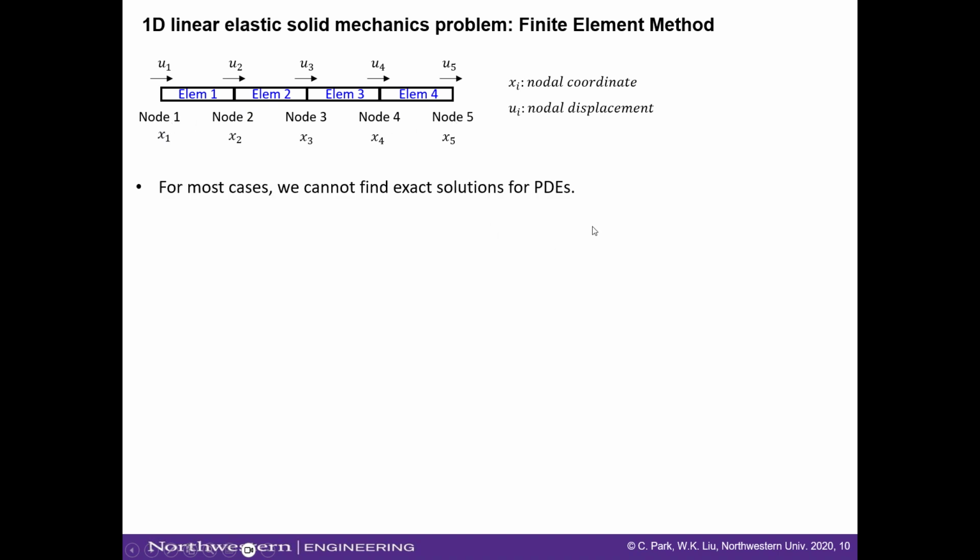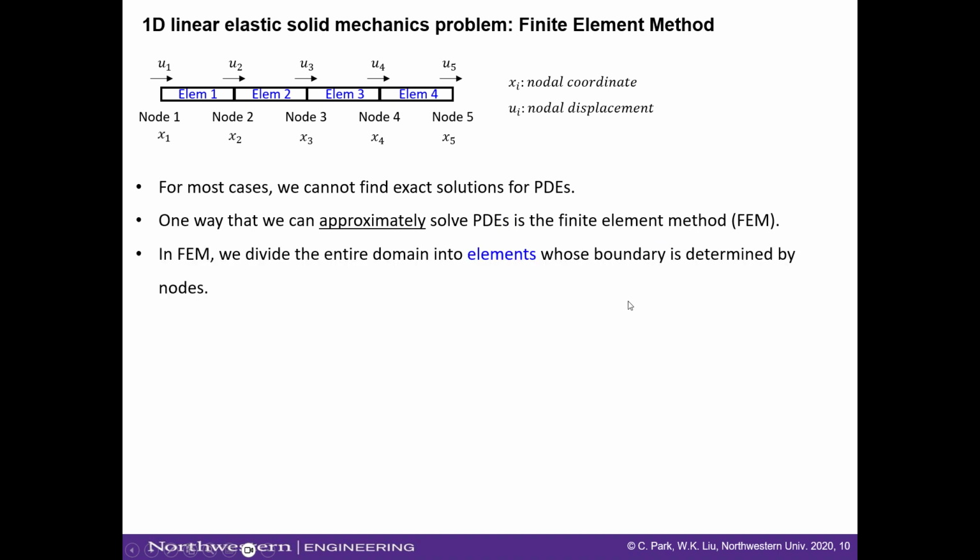The reason why we do this kind of discretization is that most partial differential equations are not solvable by hand. That's why we divided this into multiple non-overlapping elements. We approximately solve this PDE through the FEM. So in FEM, we divide the domain into elements. We have 4 elements, and each element is defined by nodes, right? So each node has its coordinate and nodal displacement field, or nodal variable. Okay, nodal values.